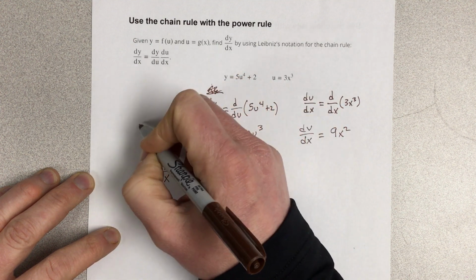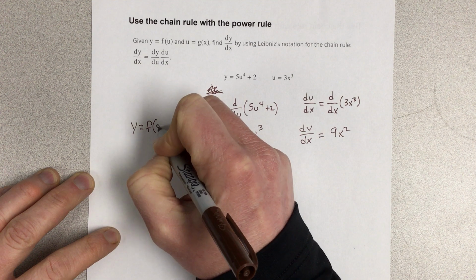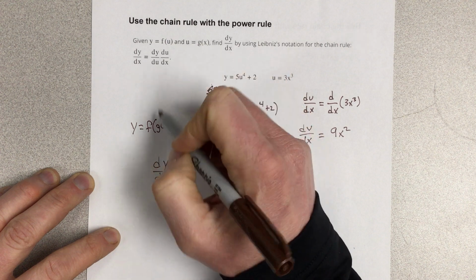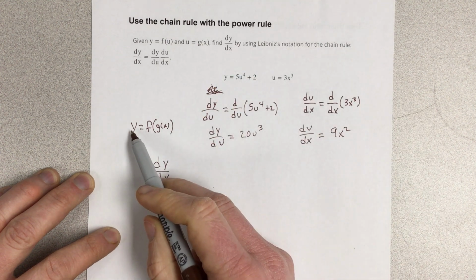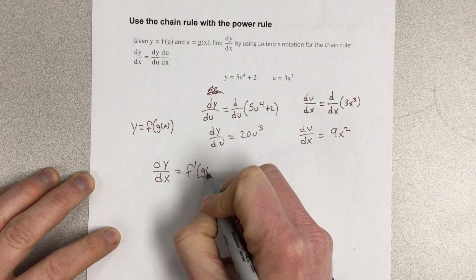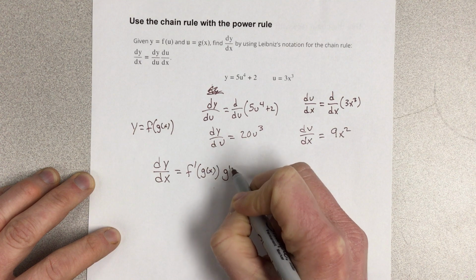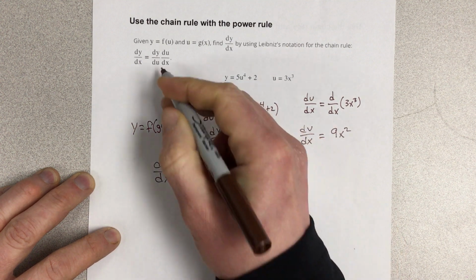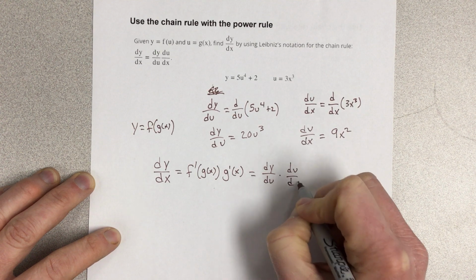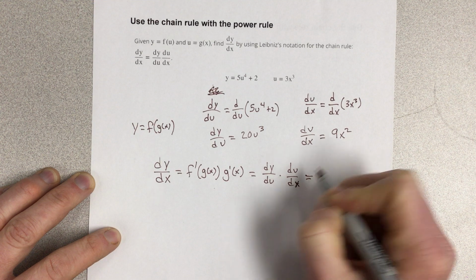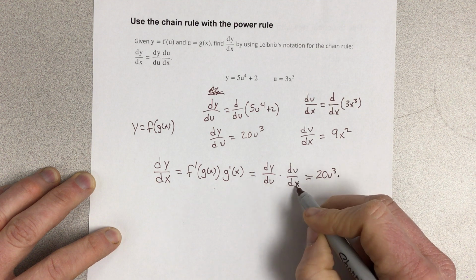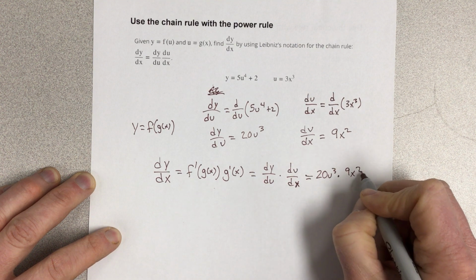So if I use the Leibniz notation, that would mean that dy dx, if I write this out, this would be y is equal to f of g of x from our initial information where u is g of x. So if I do the derivative of this with respect to x, I would end up with f prime of g of x, g prime of x, which in Leibniz notation is dy du times du dx, which for us, dy du is 20u cubed, times du dx, which is 9x squared.